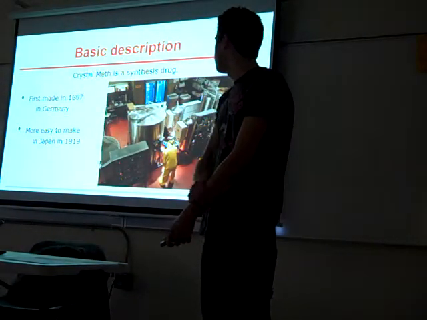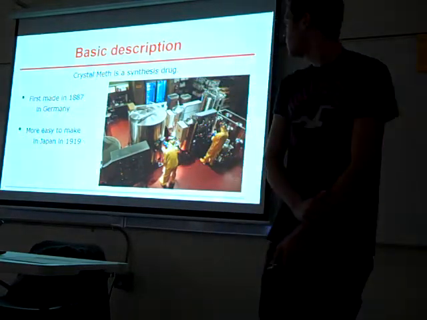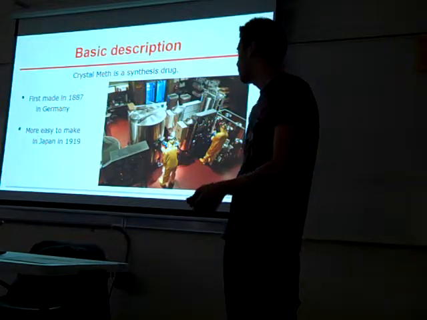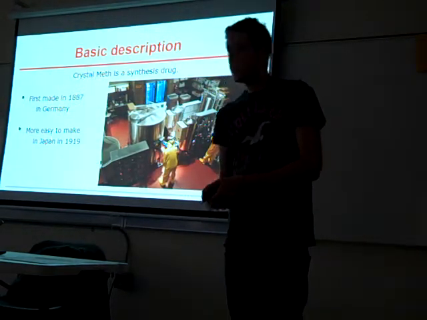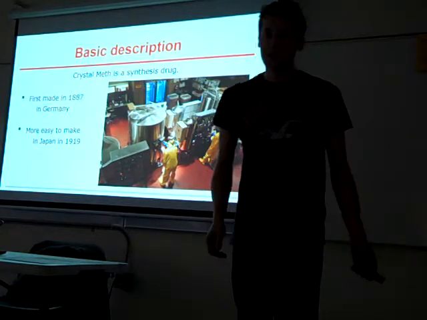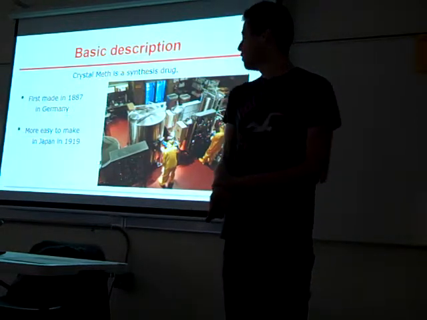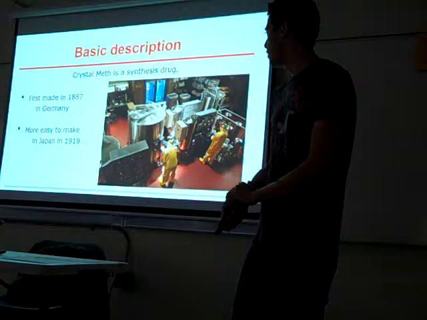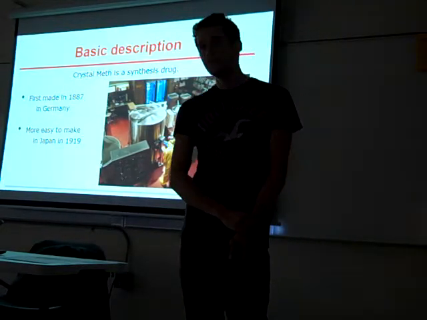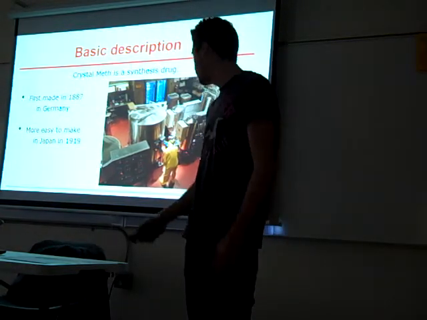So crystal methamphetamine is a synthetic drug. This means it's made in laboratories. The main ingredient is methamphetamine. It was first made in 1887 in Germany, and then Japan adapted the formula to make it easier to make and more soluble, so it can be more easily injected in the blood.